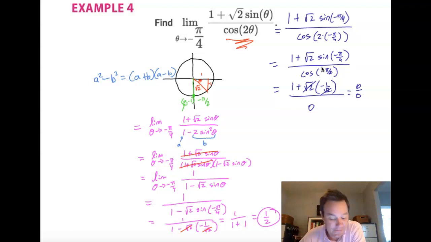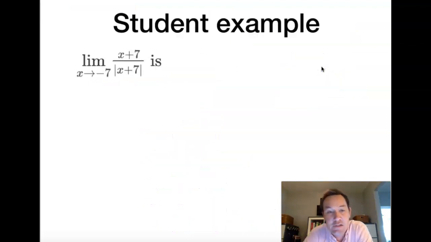All right, great. That one took a little doing, but it's a good example to go through just so you can see some of the tricks. All right, so here's your first student example. Give that one a try. You can just pause it here, copy it down, get an answer, and we'll go over it in class.